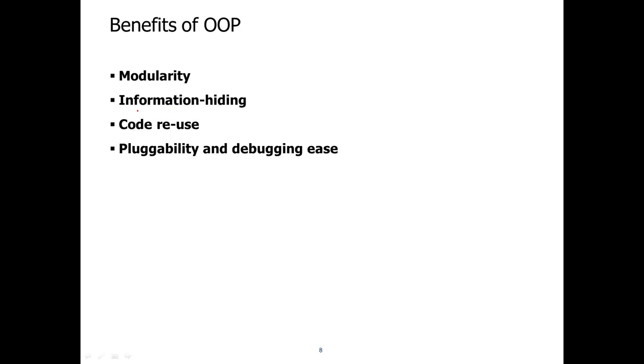And information hiding is again one of the important features, because your data can be hidden from the end users. If you want to expose some data, you can expose it. If you don't want to, you can hide it. That kind of feature is available by the use of object-oriented systems. And certainly you have code reuse. The code you have written once can be used in your application more than one time by calling the same methods again and again. You can reuse the code.